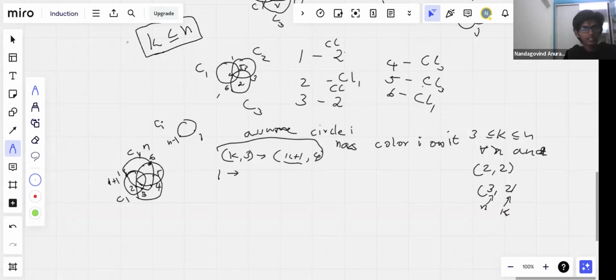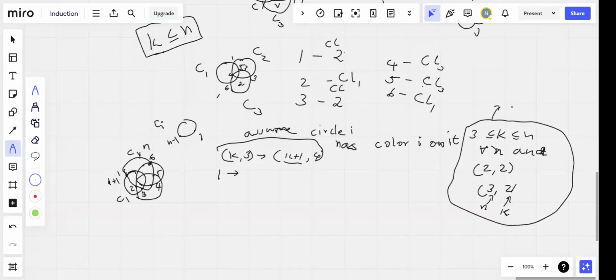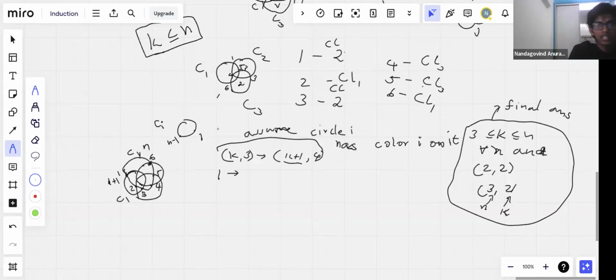I'm not going to go into that. This is the final answer for people who want to do it themselves and verify. Currently, we're not going to worry about the base cases. What we want is this nice induction leap where we go from k comma n to k plus 1 comma n plus 1. This is what we're doing, so ignore this for now.